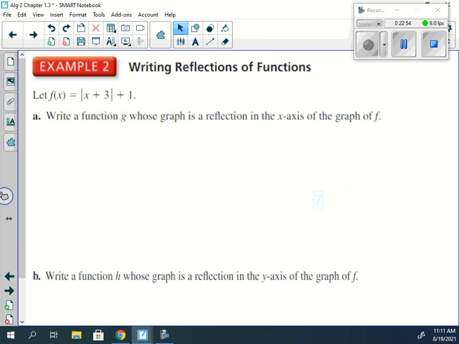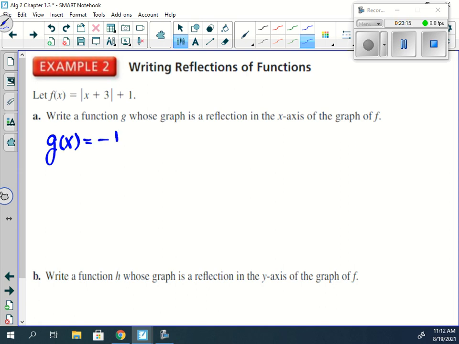And these here you'll like a little bit more than even the horizontal and vertical. So let's look at this first function here. Write a function g whose graph is a reflection in the x-axis of the graph of f. So our g of x. So he said x-axis, if we're doing that, it would be negative f of x.